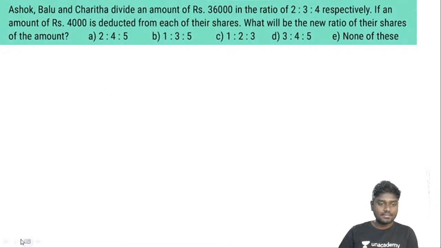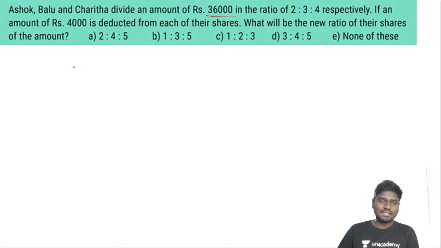Everybody, what is the right answer? Let me do it quickly. How to do this, guys? You have 36,000 here, and this has been divided in the ratio 2:3:4. And what happens after dividing it? There is a deduction of 4,000 from everybody, from all three. After deducting 4,000, you need to find the new ratio.